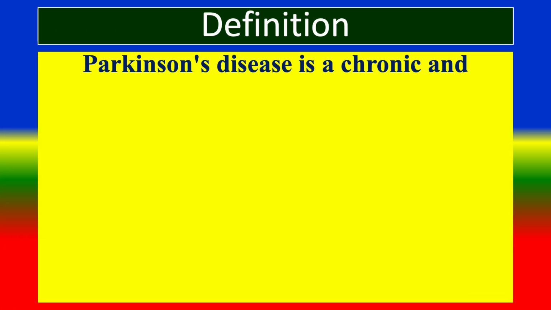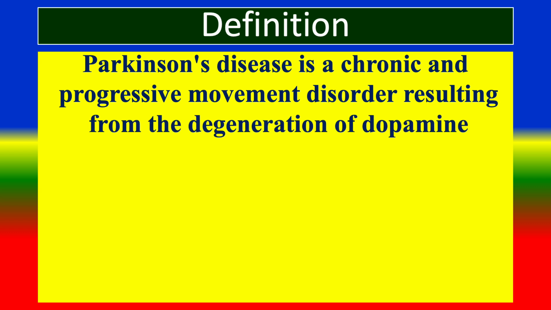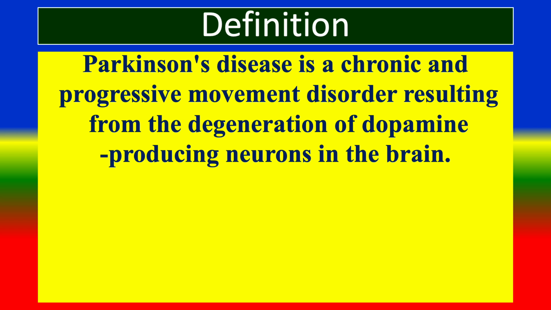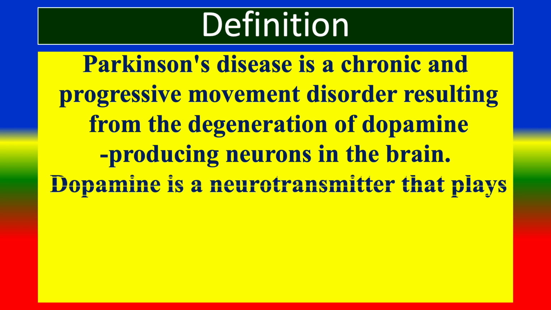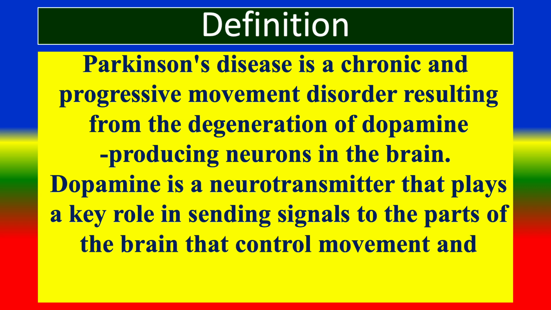Definition: Parkinson's disease is a chronic and progressive movement disorder resulting from the degeneration of dopamine-producing neurons in the brain. Dopamine is a neurotransmitter that plays a key role in sending signals to the parts of the brain that control movement and coordination.